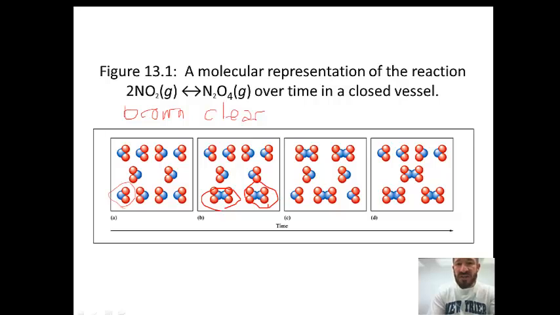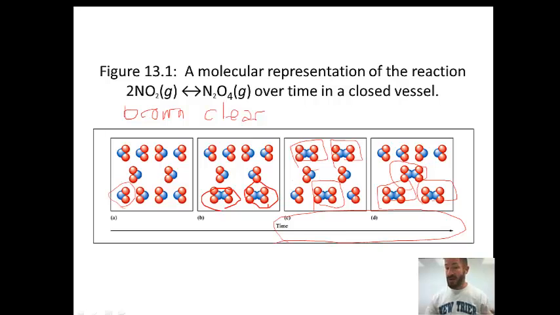I would consider these next ones as reaching equilibrium because if you count the number of N2O4, we have 1, 2, 3 of those there. And over here we have the same number. We have 1, 2, 3 of those there. So the number of N2O4 is constant, and also the number of NO2s is constant as well. We have 1, 2, 3, 4, 1, 2, 3, 4. So I would consider C and B at equilibrium because the amounts are not changing.